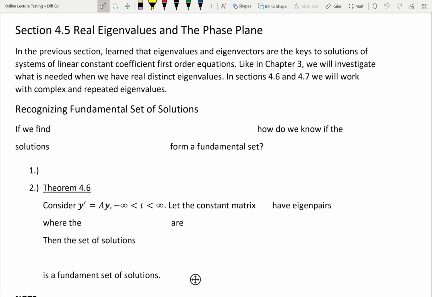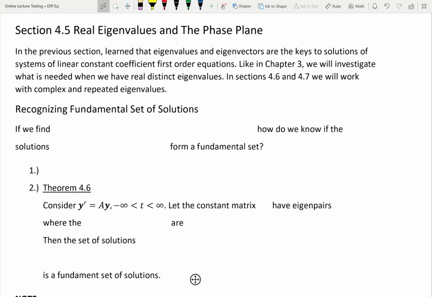And then another cool feature in this particular section is phase planes, which sound horrible, but they're actually really beneficial. It's going to have throwbacks to section 1.3 when we dealt with direction fields, and we'll get into that at the end of this lecture too. So again, recognizing fundamental sets of solutions.